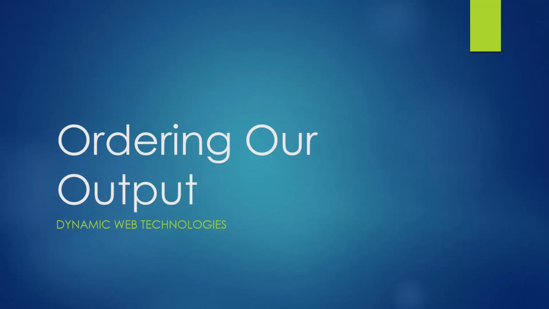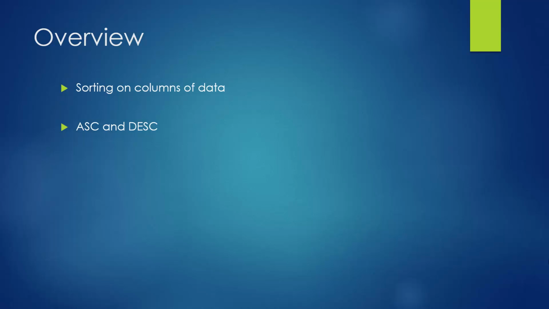In this video, we're going to look at ordering our output. We'll be looking at sorting on columns of data, the output that's on the screen, different ways of sorting it, different columns, and then we're also looking at ascending and descending.